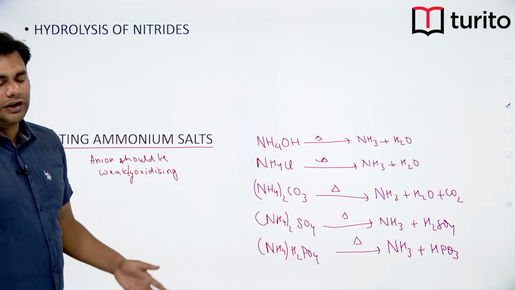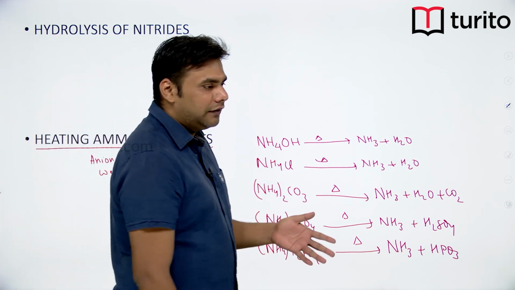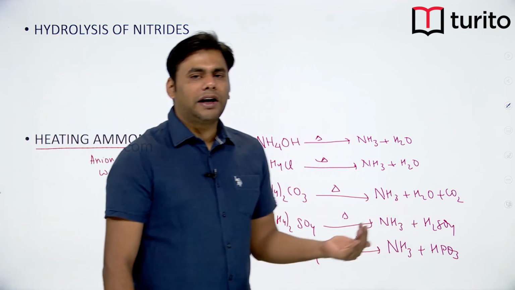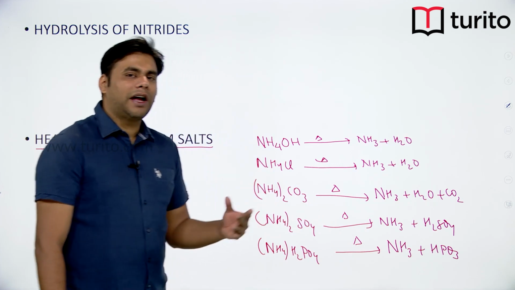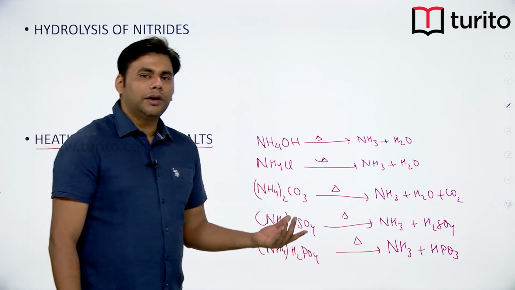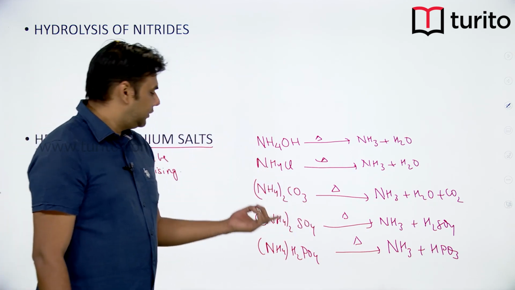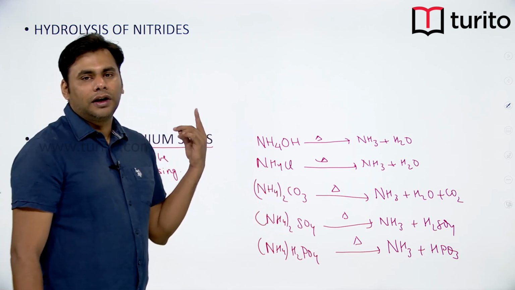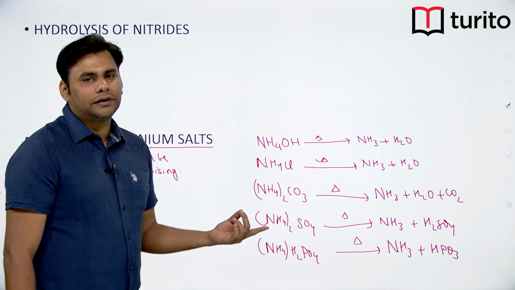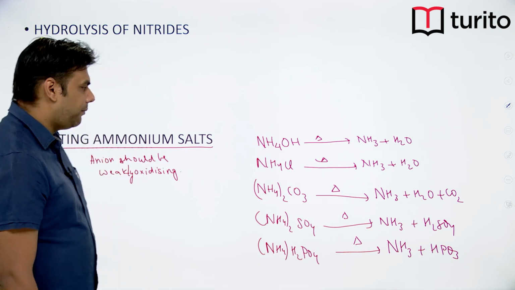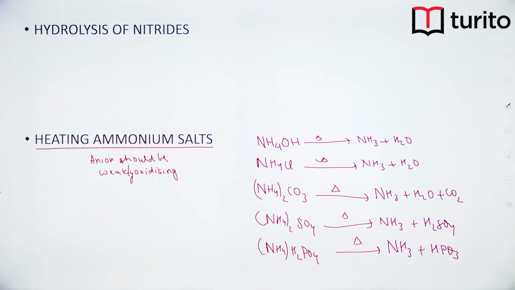If it is strongly oxidizing, for example, I have already given you, ammonium nitrite on heating gives N2, ammonium dichromate on heating gives N2, and the last case which we did was ammonium chlorate, which on heating also gives us N2. So you can just write it down, this is very important.